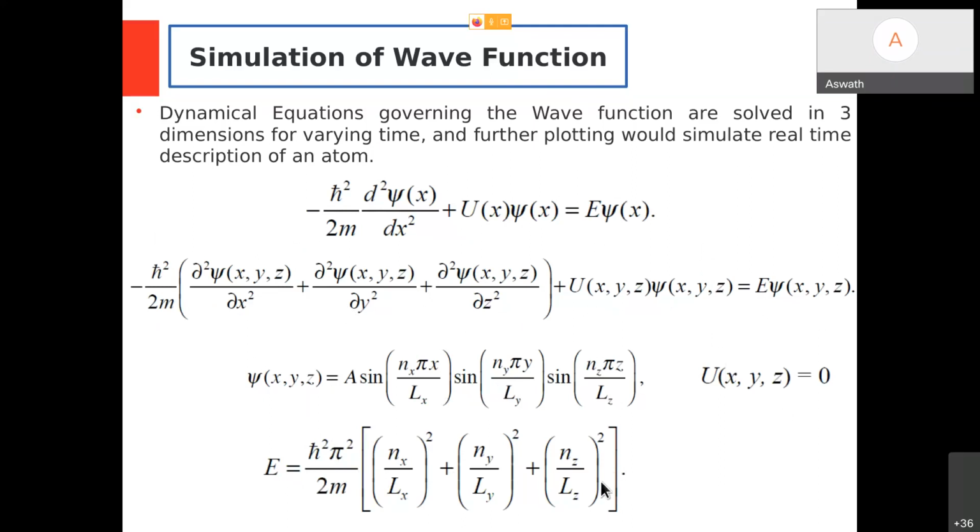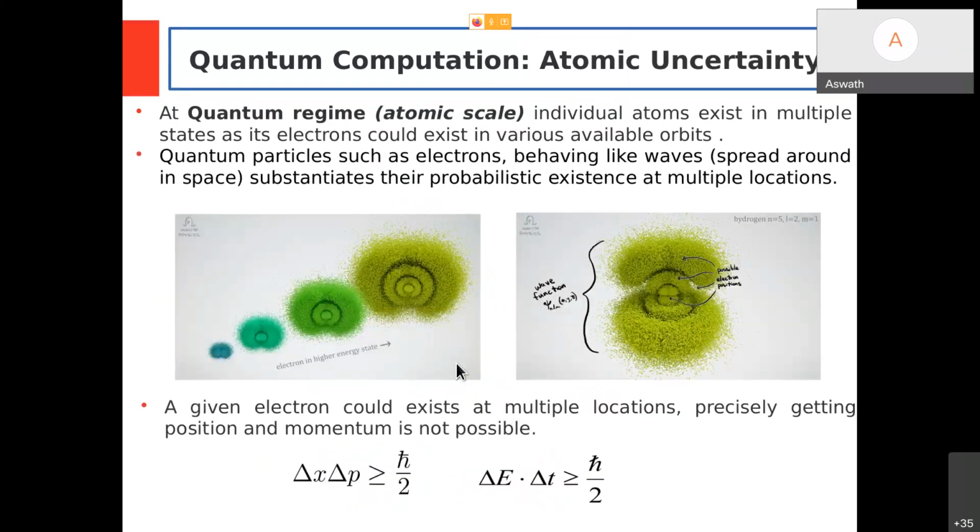We are not getting into the details. Here Lx, Ly, Lz are the dimensions of the box, and nx, ny, nz are the quantum numbers associated with this particular atom. h is Planck's constant and m is the mass of the electron. So this is a 3-dimensional solution. If you solve it for a particular atom, the hydrogen atom or any other atom, it would give us something like this.